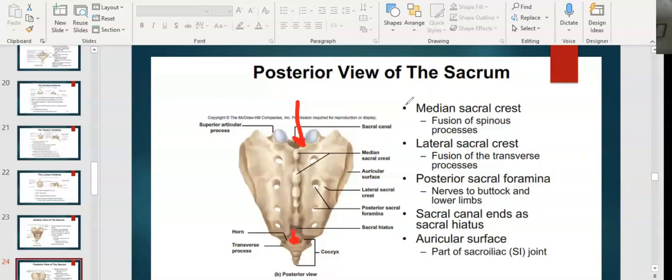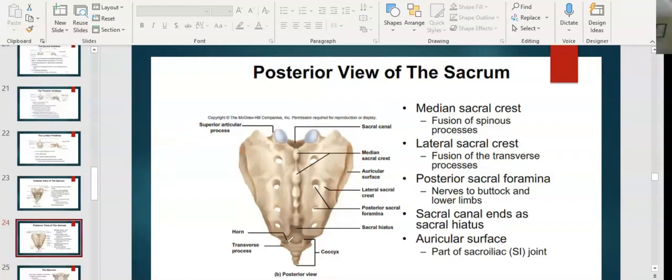This is what we mentioned was the ala right here. All this that you can see right here, that's the ala, and here again you have another ala. But this one right here is going to be the coccyx. Okay, that's the very, very bottom of the bones that we have in that area.